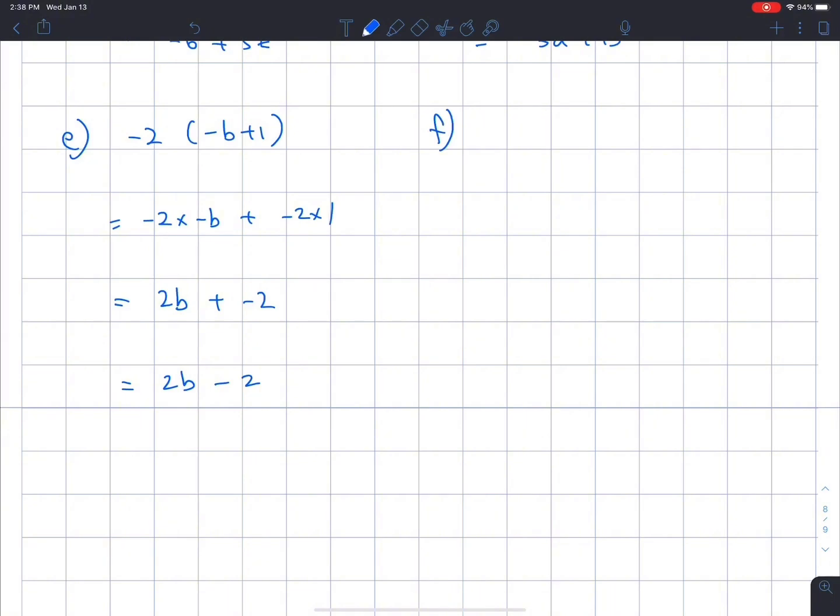And F, 2 third bracket c plus 6. 2 third times c is just 2 third times c, and then plus 2 third times 6. We just distribute in. So 2 third times c will just be 2 third c, and 2 third times 6 is going to give us 4.